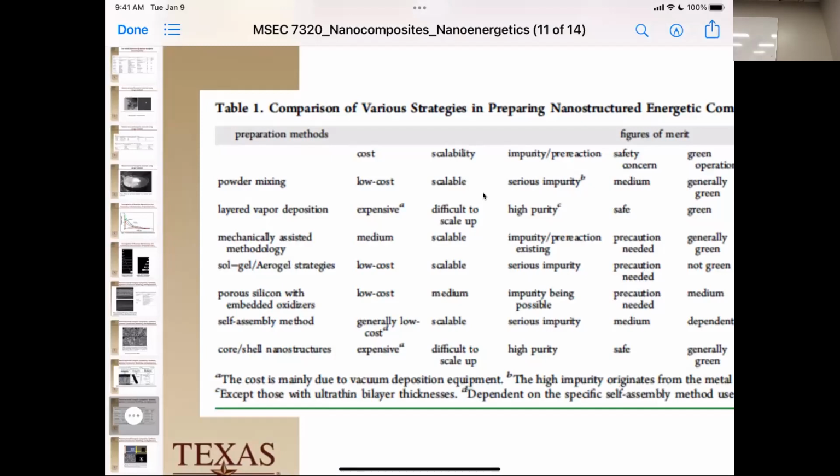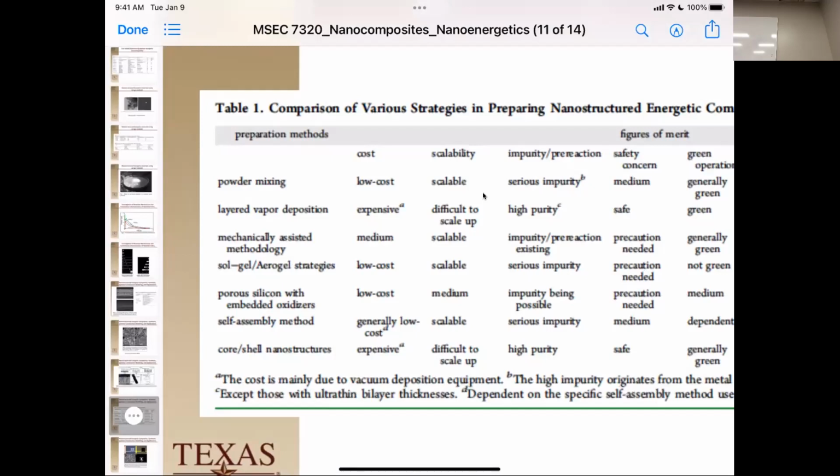Right here, we'll have need for precautions, and it's not green because it has a waste stream. And it has to volatilize your solvent within the system. Porous silicon embedded oxidizers, that was like the one with the copper oxide wires. They can do it with copper, they can do it with aluminum too. They can etch silicon wafers in and put in little oxidizers on the chip.